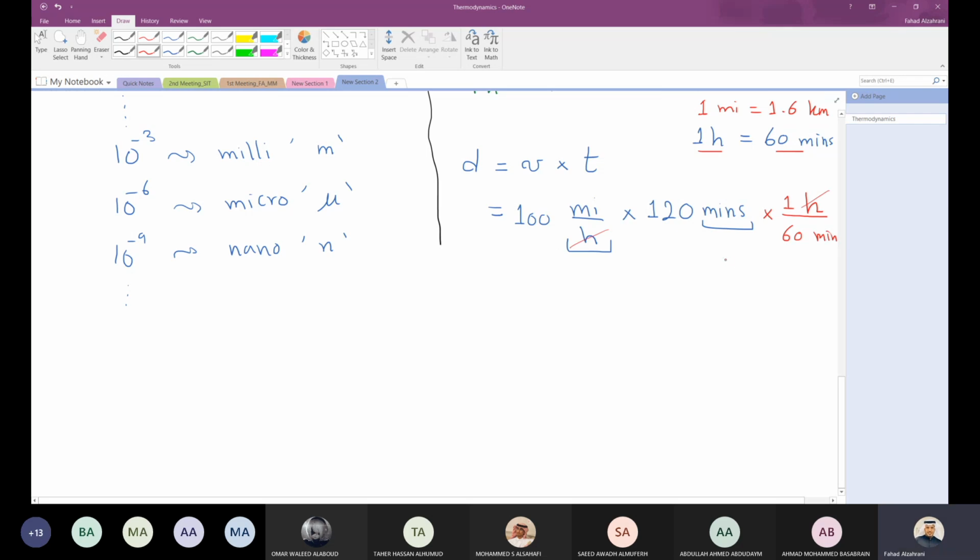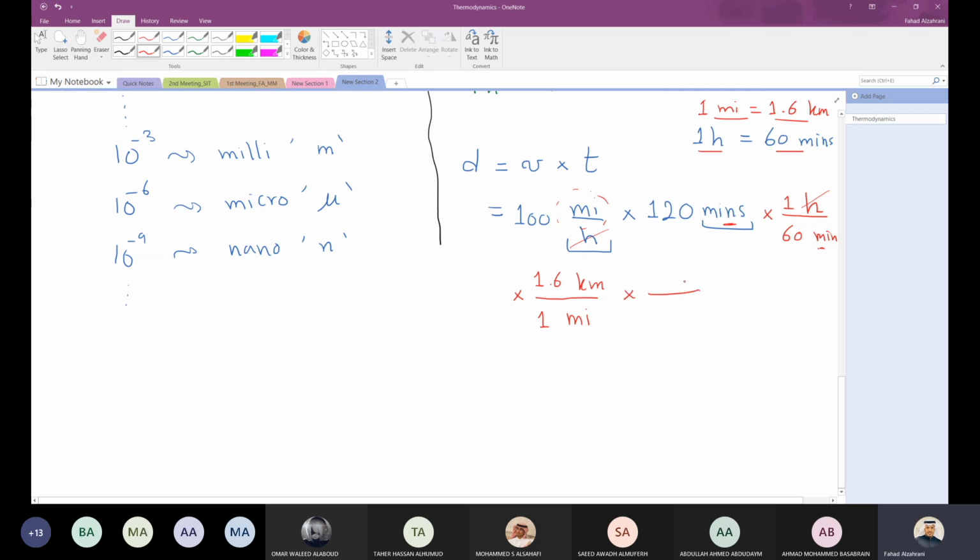Okay, the next step, what do I need? Now the minutes are unified here and here, so I'm good. This is fine. The next step, I want to cancel the mile and change it into meters. So what I do, another fraction. Is the mile up or down? Up, which means to cancel it, it has to be down. The conversion is 1 mile equals 1.6 kilometers. So I put 1 mile here and 1.6 kilometers here.